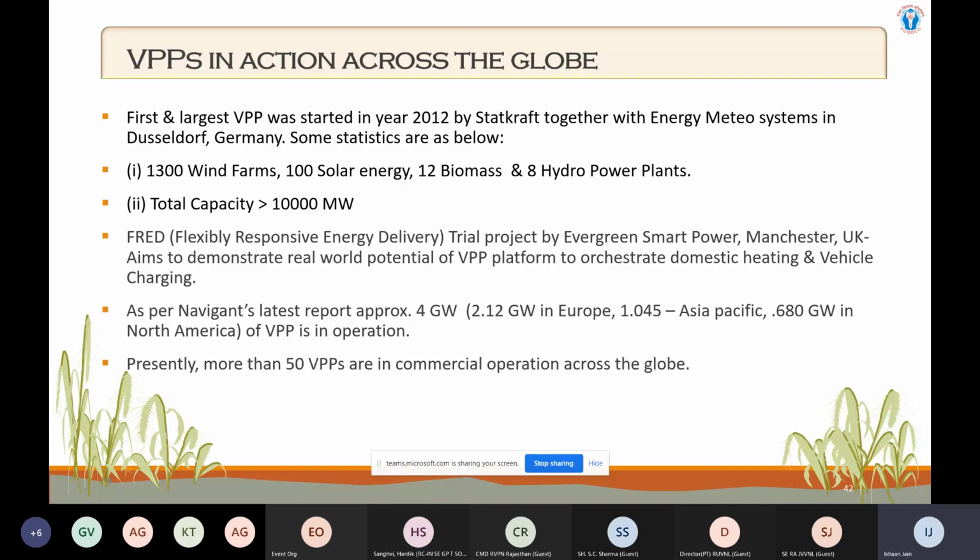This is a trial project by Evergreen Smart Project in the UK. They have also demonstrated the potential of virtual power plants. As per Navigant's latest reports, 4 gigawatt, 2.12 gigawatt in Europe, 1.05, and this is daily increasing across the globe. So in India also, definitely in the coming 5 to 6 years, this will be the talk of the town.